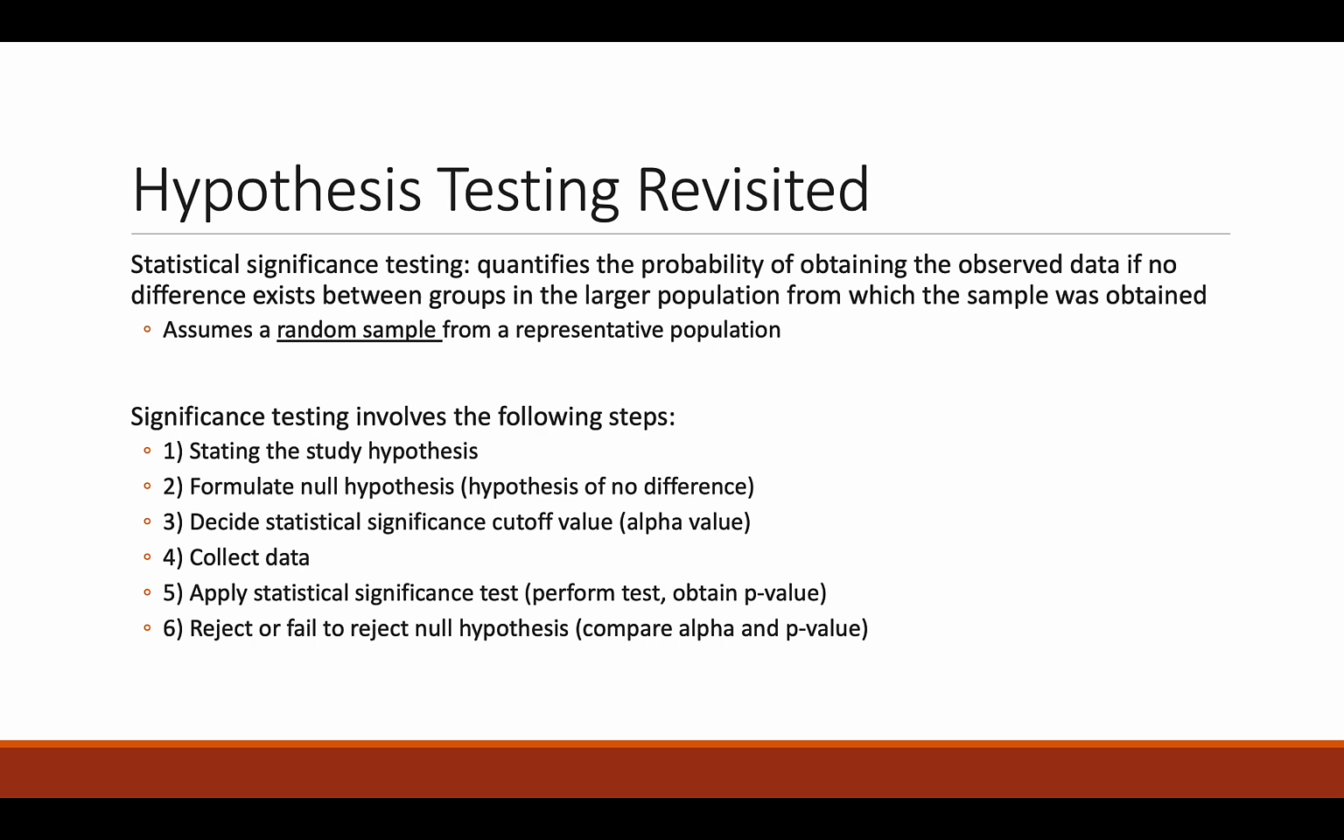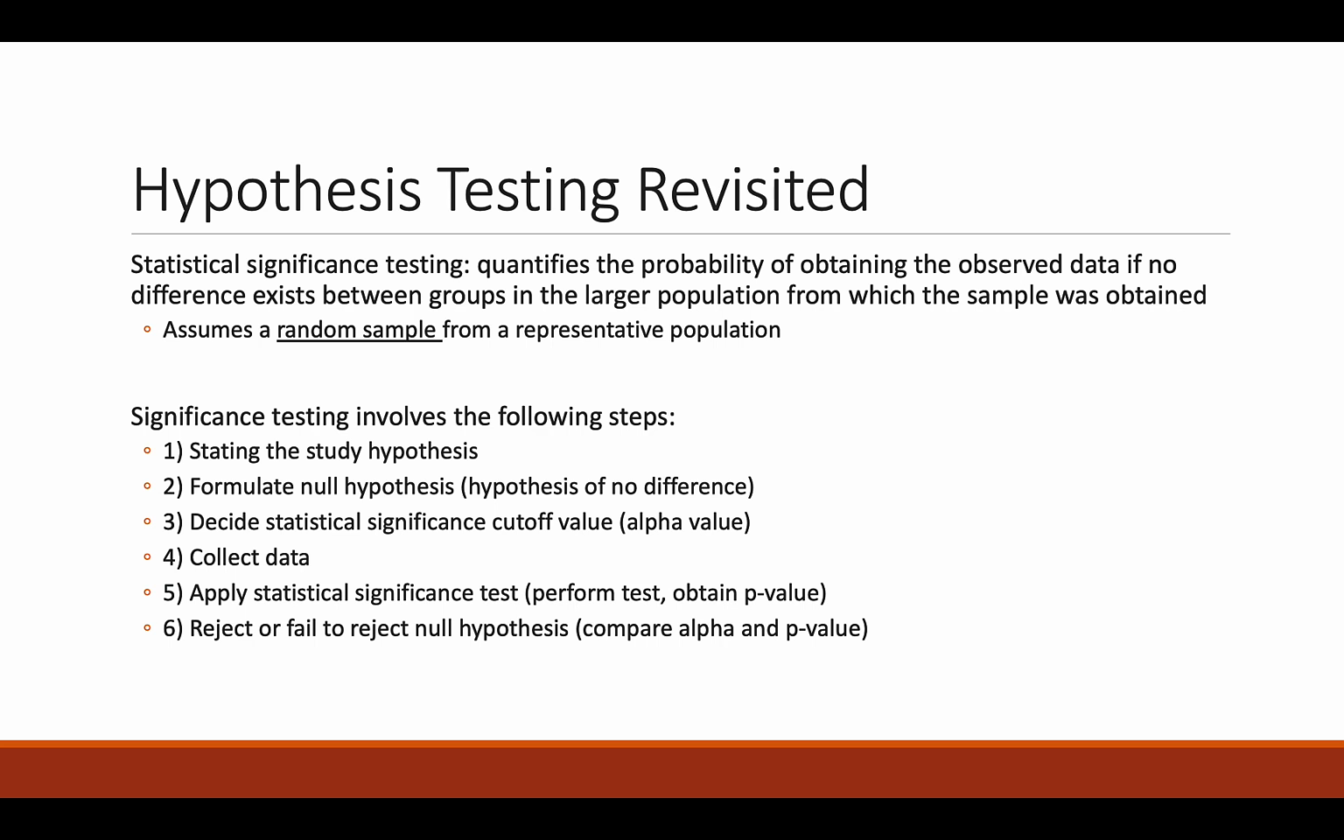Let's review hypothesis testing for just one moment. Remember, statistical significance testing is quantifying the probability of obtaining the observed results if there's truly no difference between groups in the larger populations from which the sample was obtained. So hypothesizing is always assuming that our random sample of participants is representative of a large population and we're not picking a biased sample. We said significance testing involves the following steps.